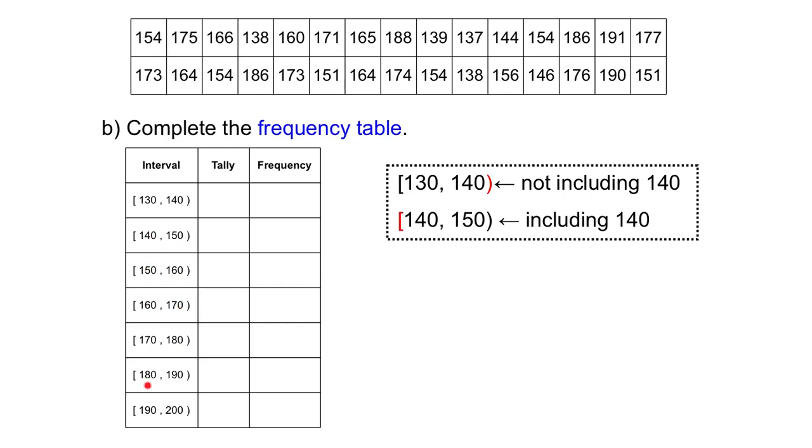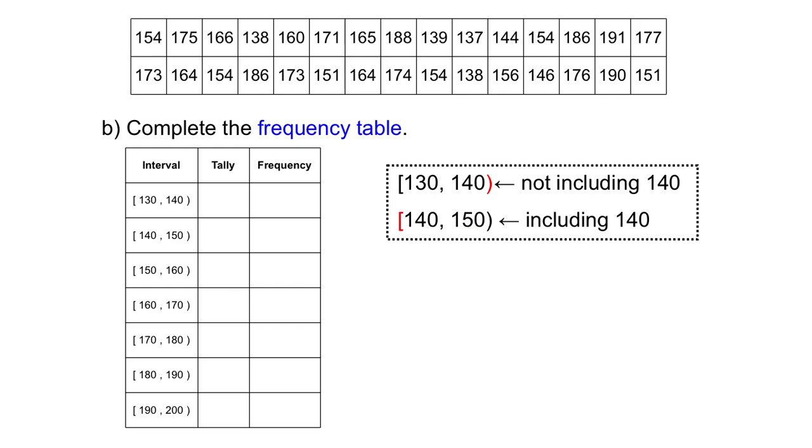These are what my intervals are. And the notation I'm using, you'll notice there's a square bracket and a round bracket. Over here, I'm just illustrating what that means. The round bracket on the 140 means that this interval does not include 140. The square bracket in front of 140 means that this interval includes the number 140.